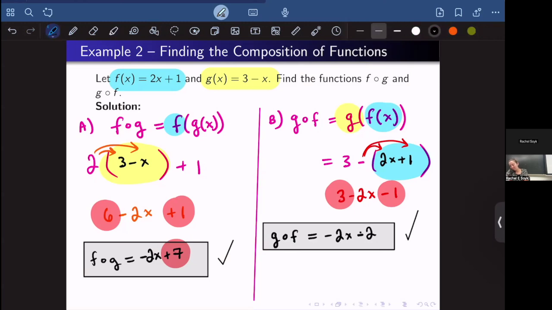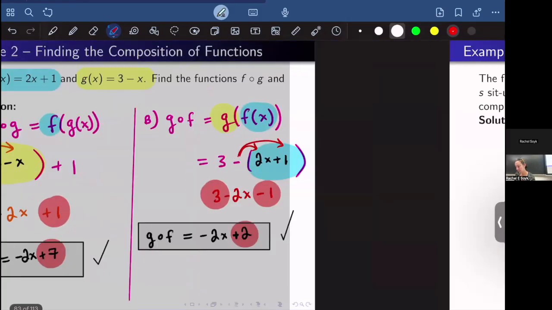Yep. We're almost there. 25 minutes. Any questions on this? No. How did you guys feel about this example? Good. Nice. Cool. All right.